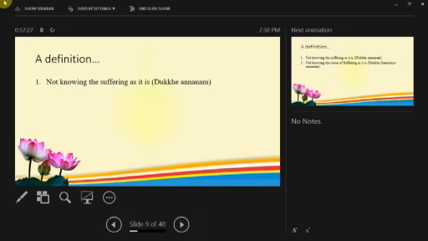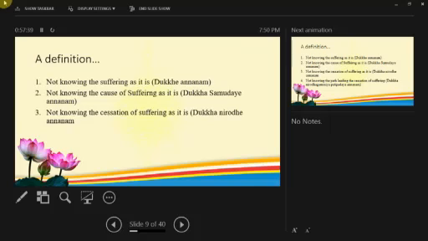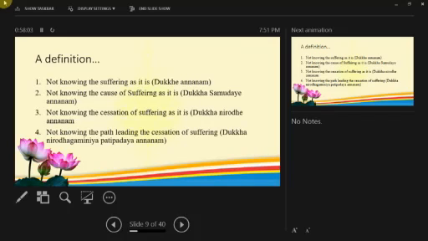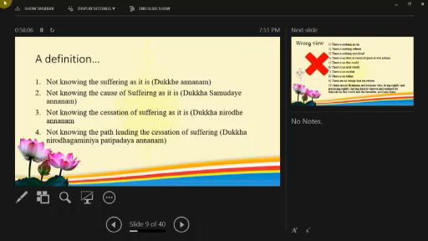In the Tripitaka, we can find a very clear definition for Samma Ditthi. We are talking about Samma Ditthi, right? Samma Ditthi has this definition: not knowing the suffering as it is. This is the definition for Mithya Ditthi. Not knowing the suffering as it is, Dukkhe Ajnanam. Not knowing the cause of suffering as it is, Dukkha Samudaye Ajnanam. Not knowing the cessation of suffering as it is, Dukkha Nirodhe Ajnanam. Not knowing the path leading to the cessation of suffering, Dukkha Nirodha Gaminiya Patipadaya Ajnanam, is Mithya Ditthi.